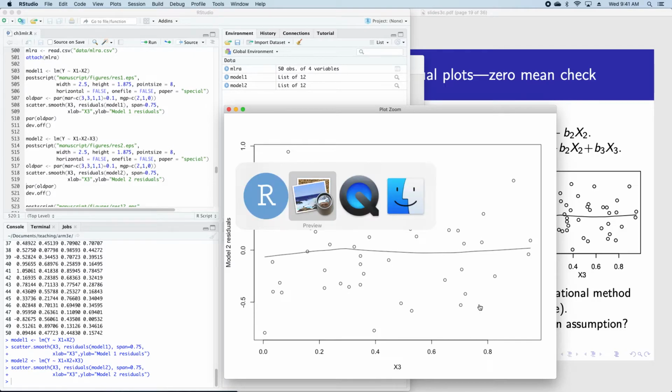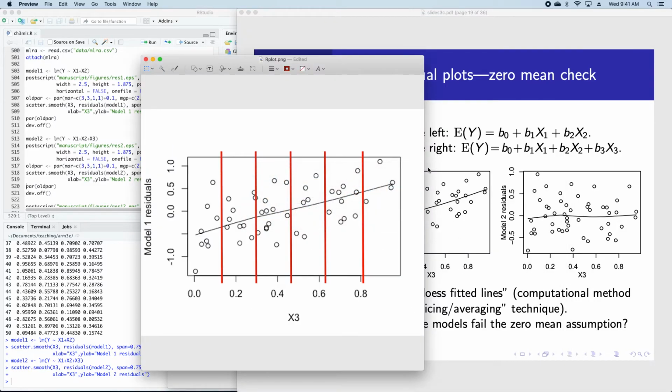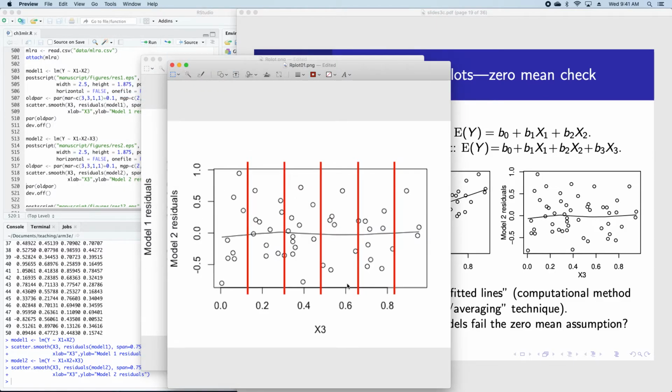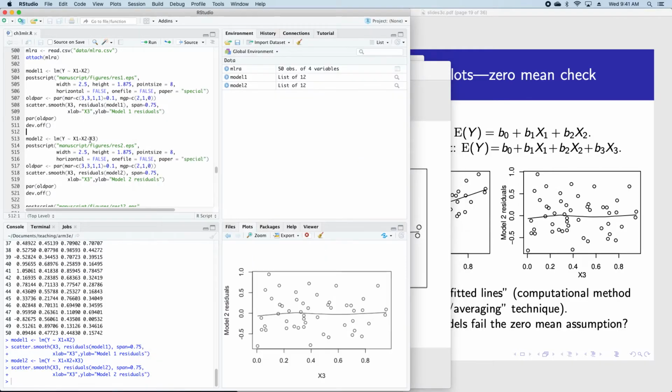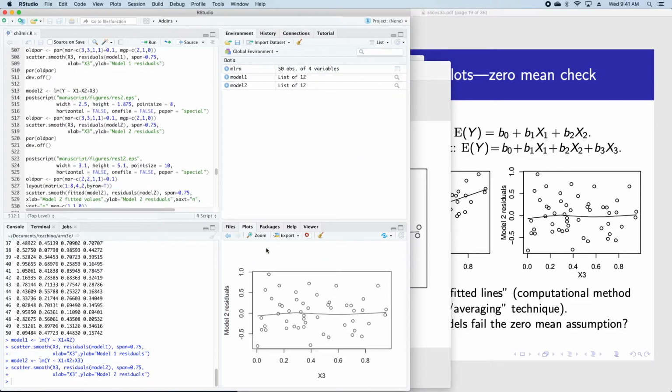If I was to do this by eye, I would do the same kind of slicing and averaging technique and come to the same conclusion. Okay, so we're good on the zero mean assumption for this plot. What about the constant variance assumption?